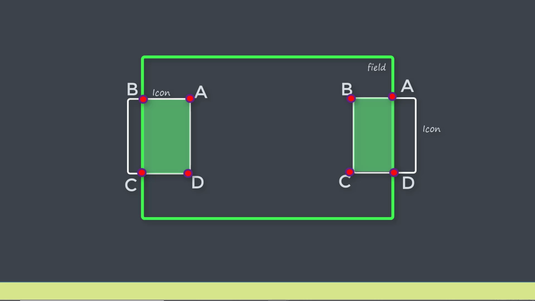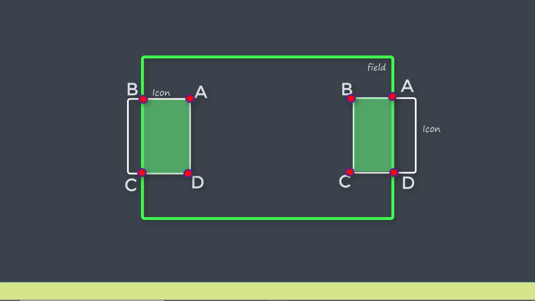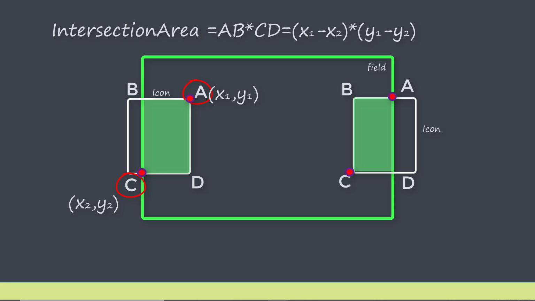We can calculate the area of a rectangle if we find the coordinates of its vertices. It is simple geometry. Unfortunately, the collider class doesn't have any method to calculate the area of penetration into another collider. We have to create this method ourselves. Fortunately, we only need to calculate the coordinates of 2 points, A and C. In this case, we can calculate the width and height of the rectangle using simple formulas. The area of a rectangle is equal to the product of two adjacent sides, width and height.